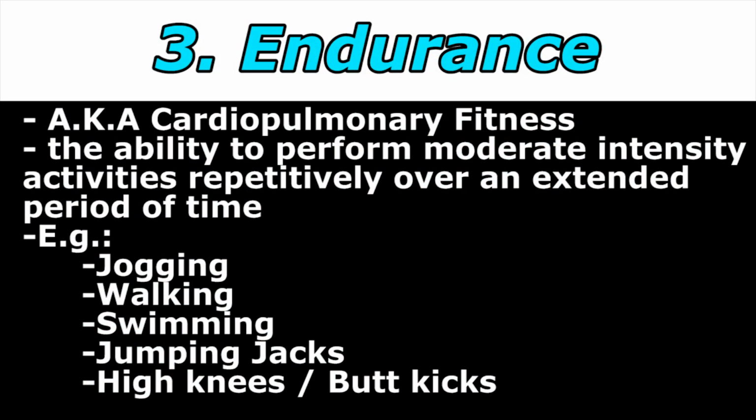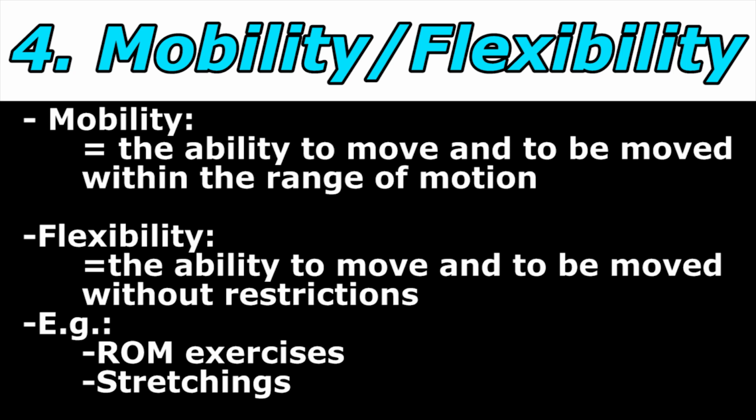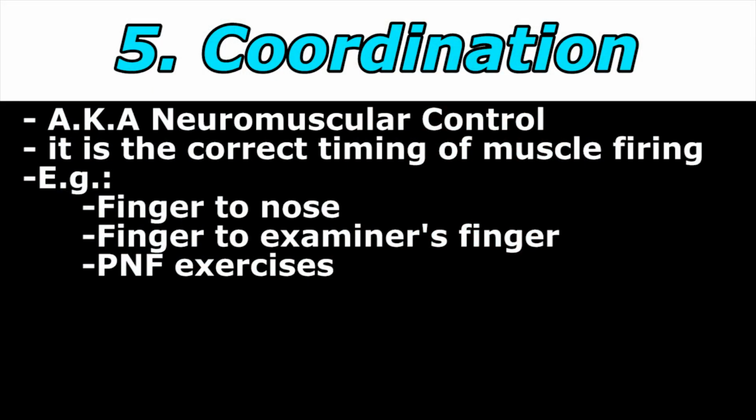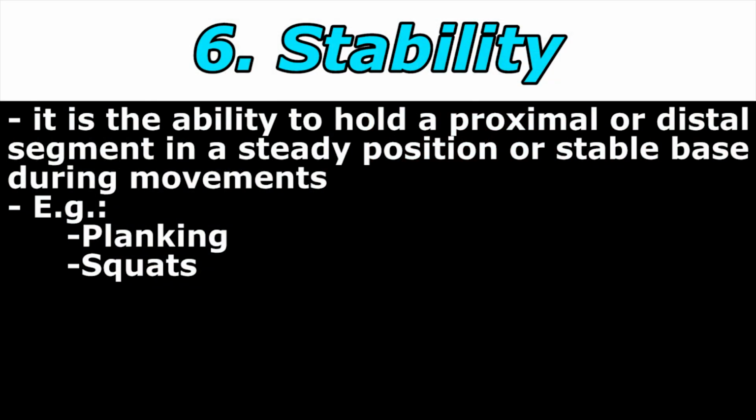Number 3, cardiopulmonary fitness or endurance, which is the ability to perform moderate intensity activity repetitively over an extended period of time. 4th is mobility or flexibility. It is the ability to move or to be moved without any restriction. 5 is neuromuscular control or coordination. It is the correct timing of muscle firing. And 6 is stability. It is the ability to hold a proximal or distal segment in a steady position or stable base during movement.